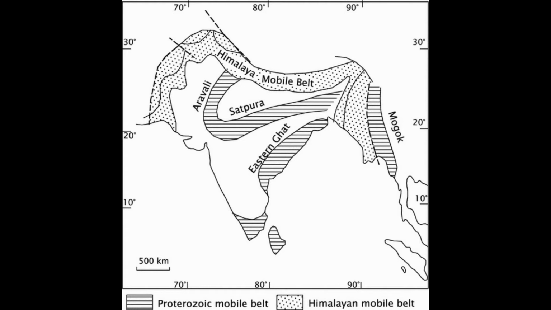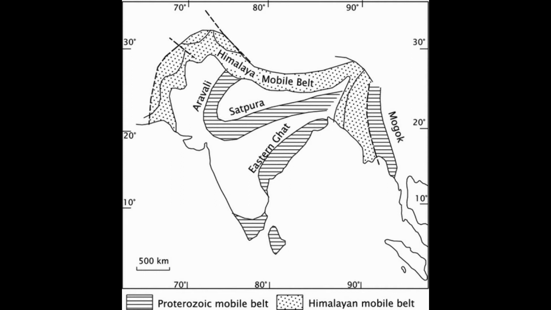Aravalli and Eastern Ghat are also called cratons earlier, but although there is no movement now, there was some movement in the past. That's why we call them mobile belts. Now see, mobile belts are approximately of the same age as cratons and shields, but in the formation of craton and shield, there is no tectonic activity involved, whereas in the formation of mobile belts, tectonic activity is involved.